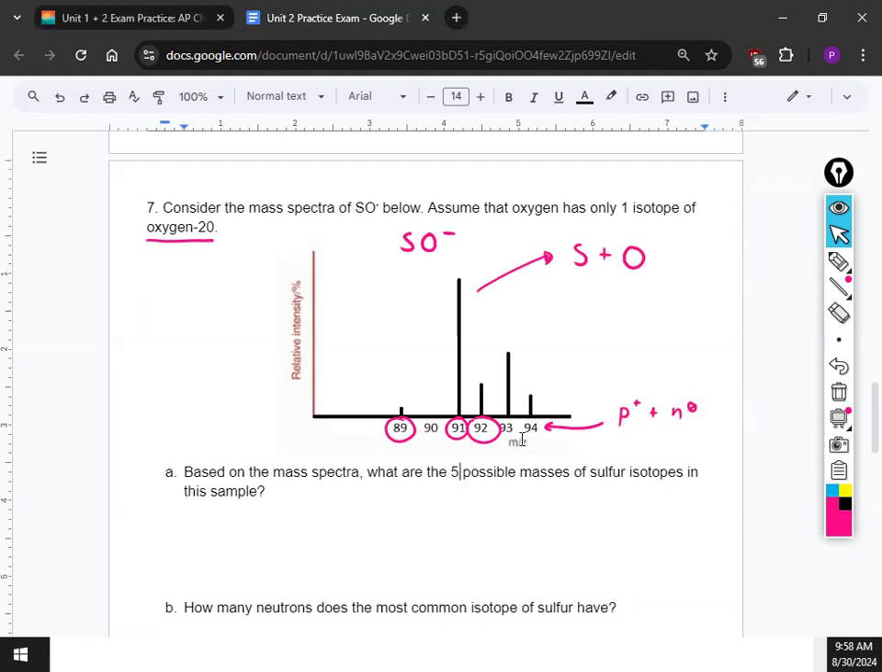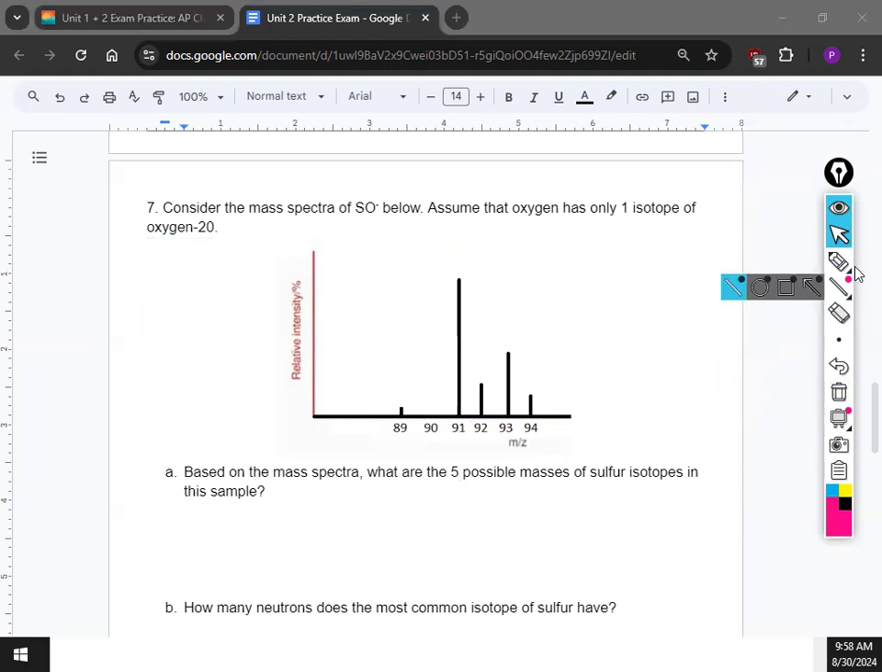So let's take a look. Let's do one of these together. So let's take a look at the smallest line. Okay, so this bar right here, the total mass is going to be 89 AMU, right? So let's write that down on our papers. 89 AMU.